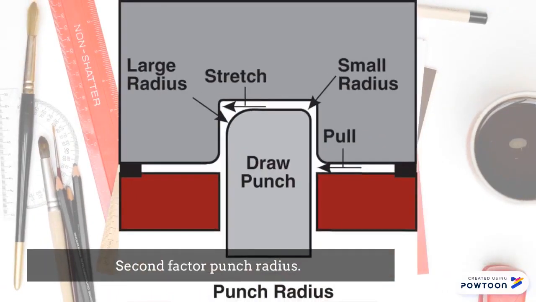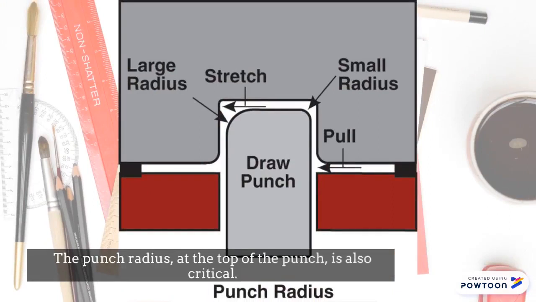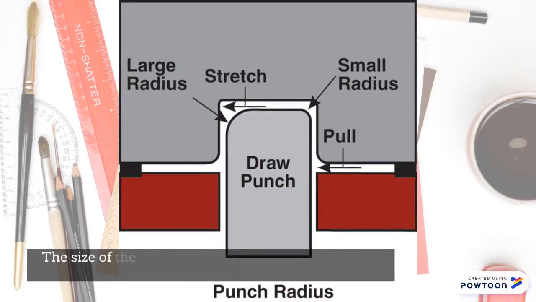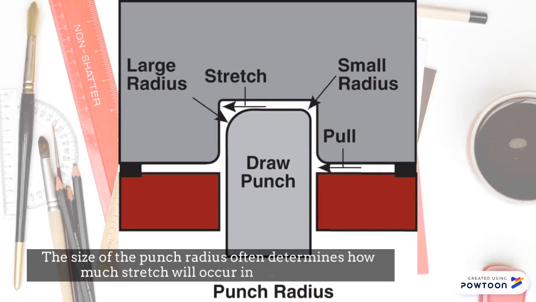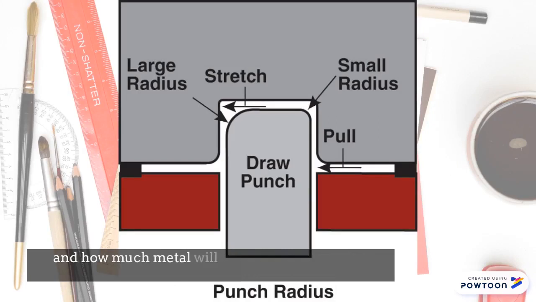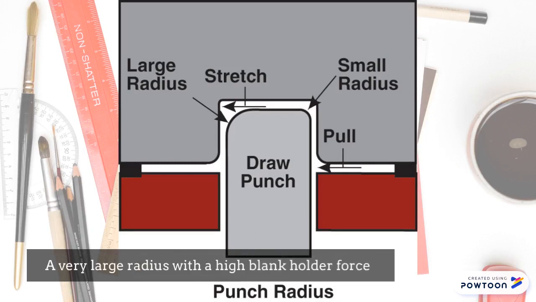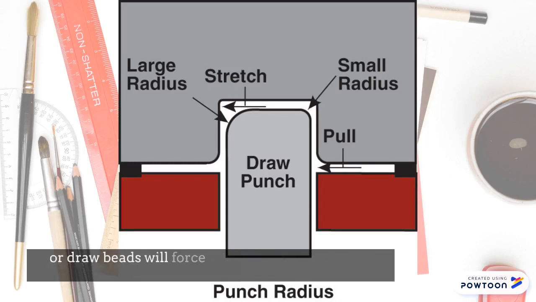Second factor, punch radius. The punch radius at the top of the punch is also critical. The size of the punch radius often determines how much stress will occur in the product and how much metal will be forced to be pulled from the blank holder. A very large radius with a high blank holder force or draw bit will force a great deal of stress to be obtained in the product.